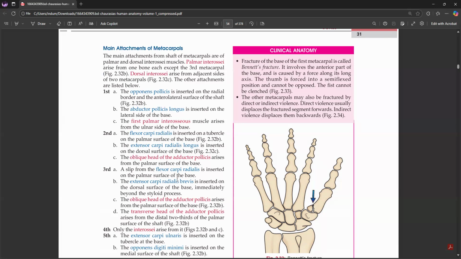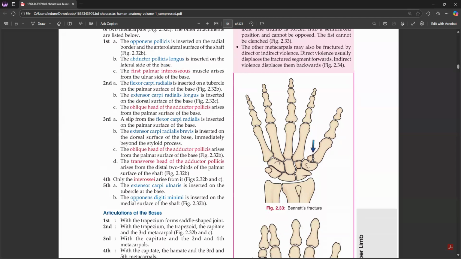First, the opponens pollicis is inserted on the radial border and anterior lateral surface of the shaft, figure 2.32b. The abductor pollicis longus is inserted on the lateral side of the base. The first palmar interosseous muscle arises from the ulnar side of the base. Second, the flexor carpi radialis is inserted on a tubercle on the palmar surface of the base, figure 2.32b.